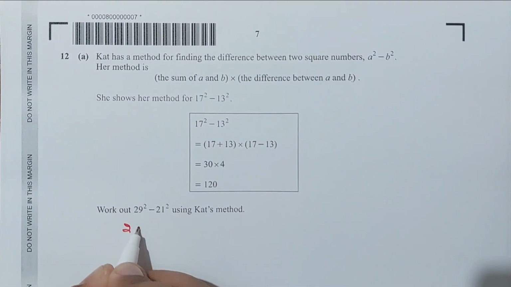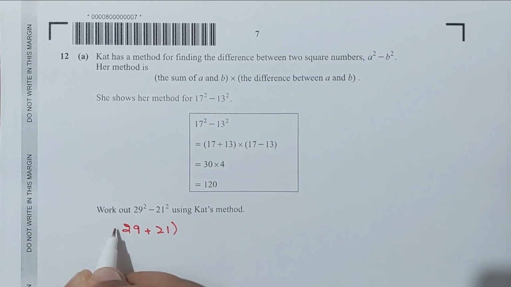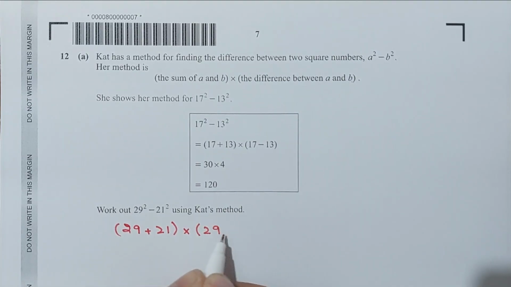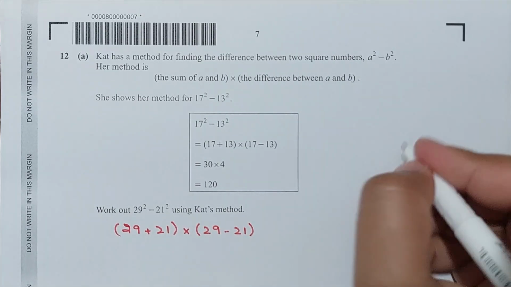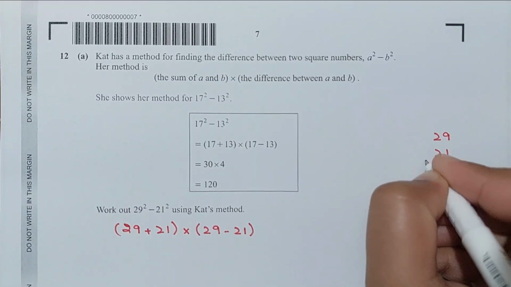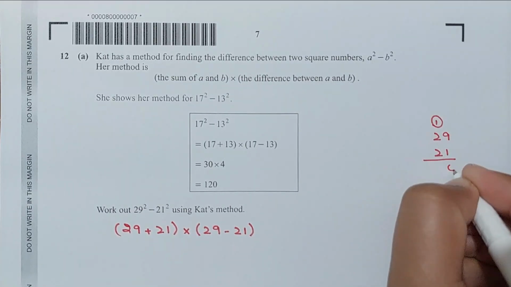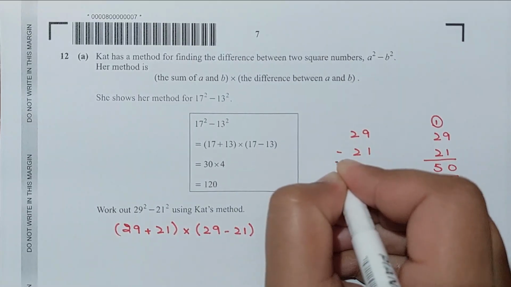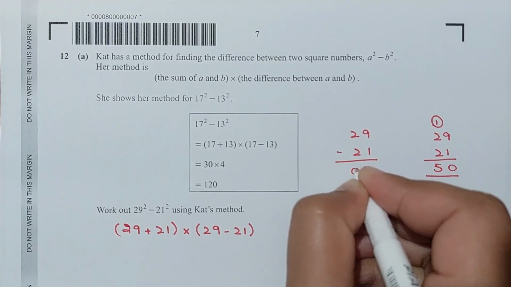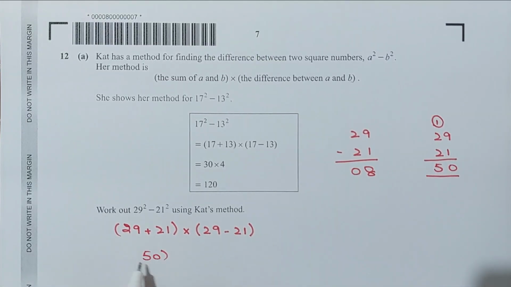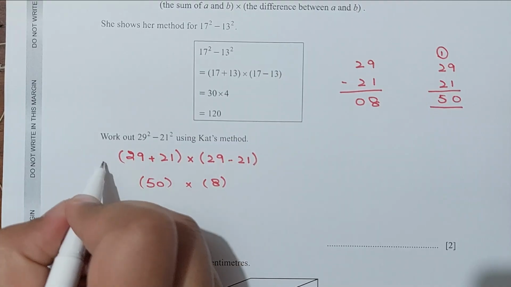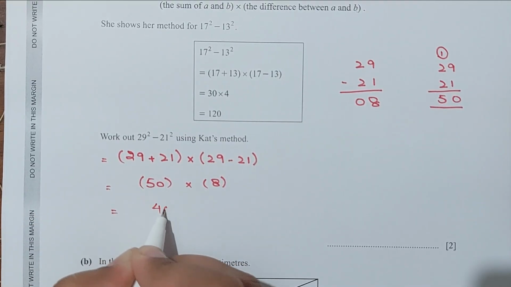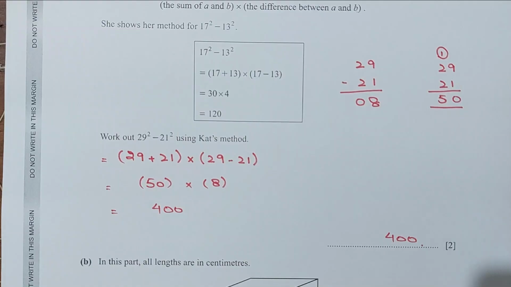Okay, add the two numbers, 29 and 21, times the subtraction of the two numbers, 29 minus 21. So 29 plus 21: 9 plus 1 is 10, and this becomes 5, so it is 50. And 29 subtract 21: 9 take away 1 is 8, and we have 0 here. So this is 50 times 8. 5 times 8 is 40, and we have a 0, so it is 400. So the answer is 400 according to Kate's method.